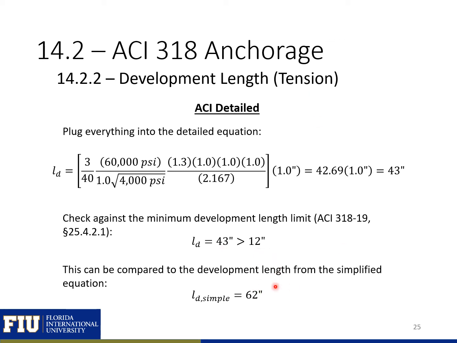We can compare this to the simplified procedure, and we can see just by using the detailed procedure, we can decrease our required development length by 19 inches. So we got a big benefit by just doing a few more calculations.